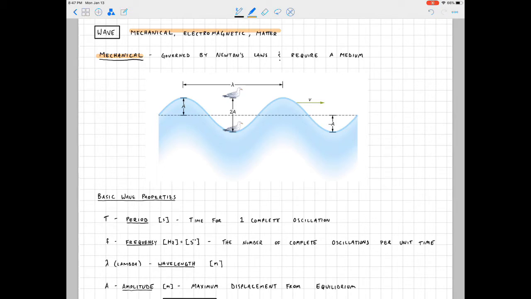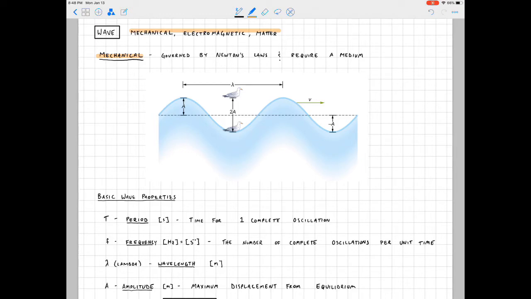mechanical waves are governed by Newton's laws, and mechanical waves also require a medium to exist. Right, a water wave only exists because there's water. A sound wave requires a medium to travel through. Think about your favorite stadium, watching your favorite team. For there to be a fan wave, you need fans. So that's one specific thing to mechanical waves. It turns out electromagnetic waves do not require a medium, and that's one of many interesting aspects of electromagnetic waves.